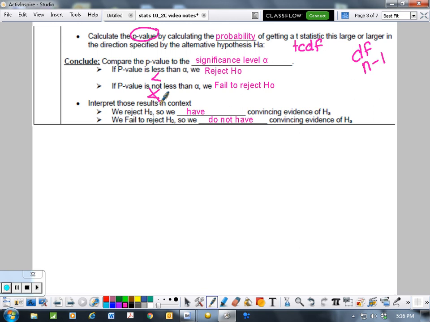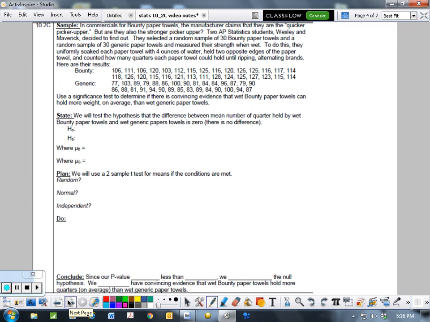So we've got a sample problem, and in fact, doing this gave me an idea to do a science project with my daughter. So in commercials for Bounty paper products, the manufacturer claims that they are the quicker picker-upper, but they're also the stronger picker-upper. Are they stronger? Two AP Stat students, Wesley and Maverick, decided to find out. They selected a random sample of 30 Bounty paper towels and a random sample of 30 generic paper towels and measured their strength when wet. To do this, they uniformly soaked each paper towel with 4 ounces of water, held 2 opposite edges of the paper towel, and counted how many quarters each paper towel could hold until ripping, alternating brands.